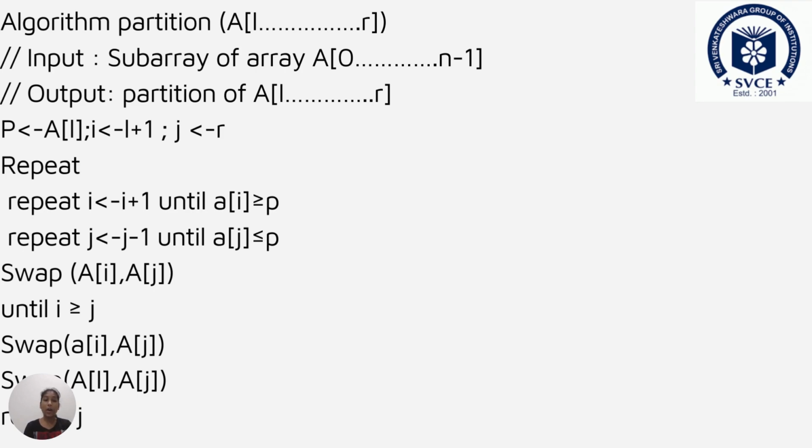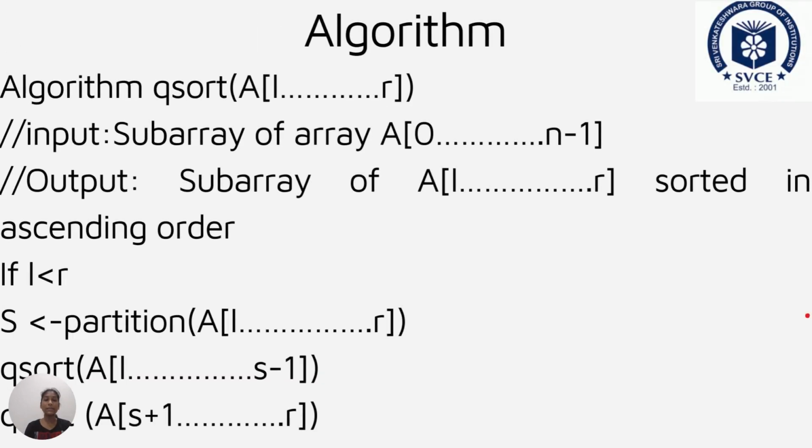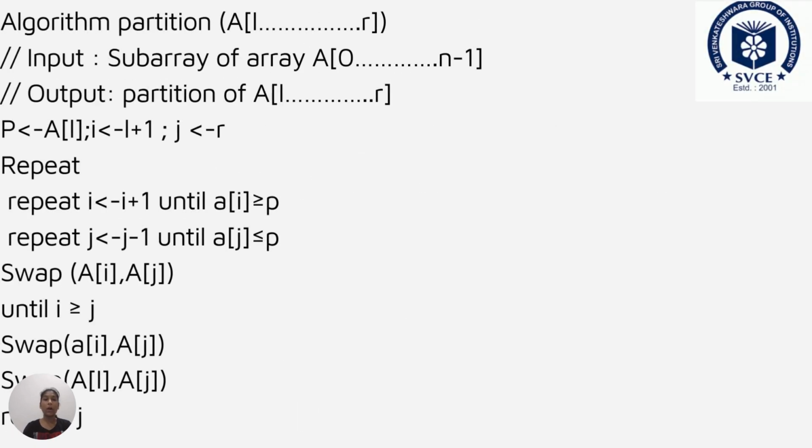If I is greater than or equal to J, then we will go to the next step. That is, we will swap A of I and A of J. We will swap A of L and A of J. Then we will return. The return value goes here, S of partition, and then it calls QSort of A of S plus 1 to R, and QSort of A of L to S minus 1. This is how the algorithm works.